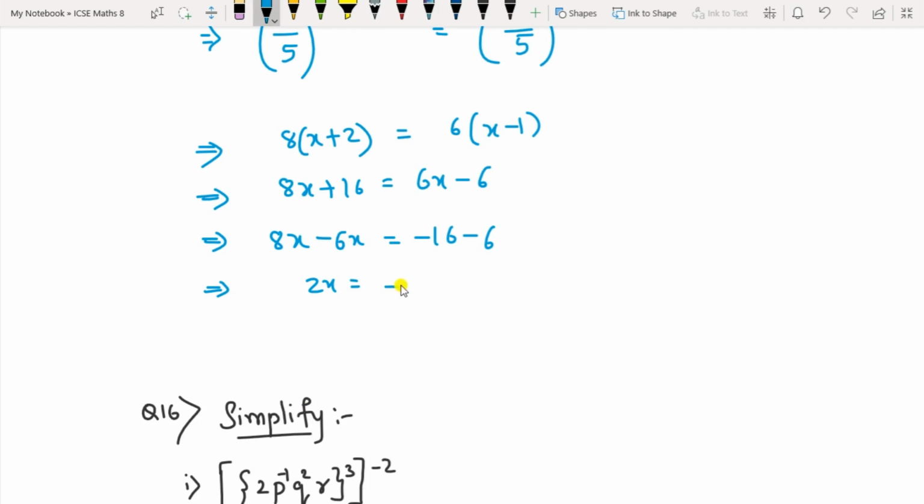So this becomes 2x equal to minus 22. So that will be x equal to minus 22 upon 2. So x equal to minus 11 is the answer.